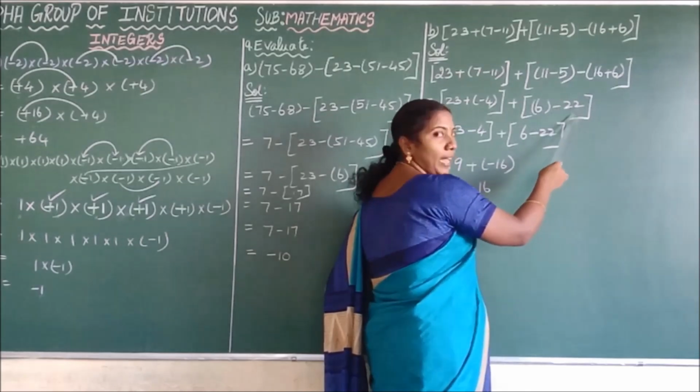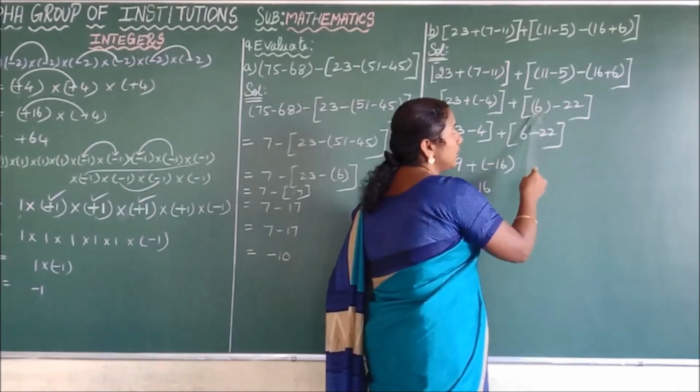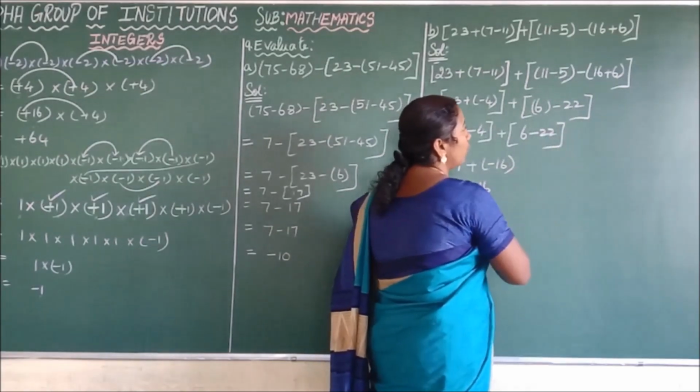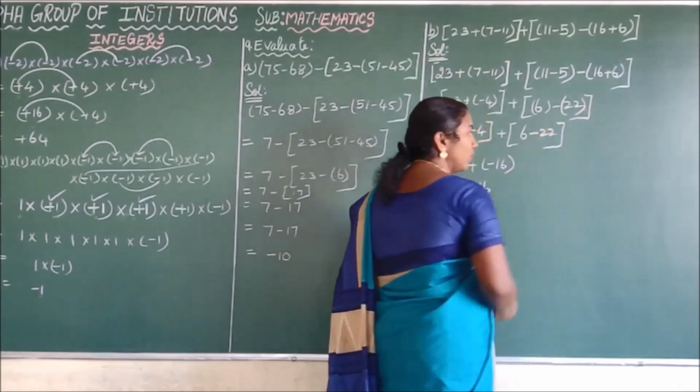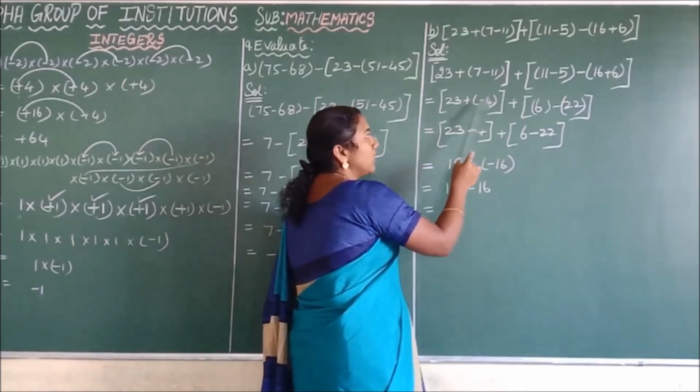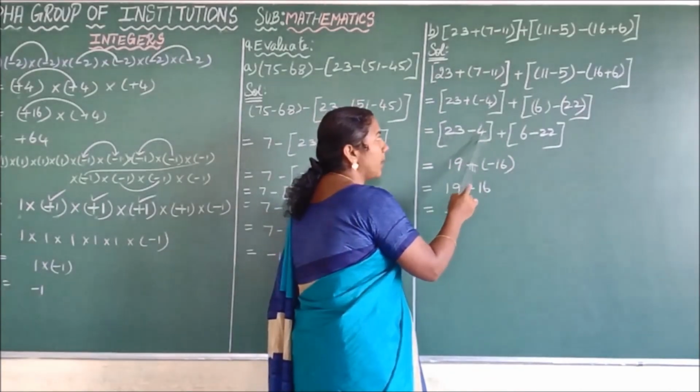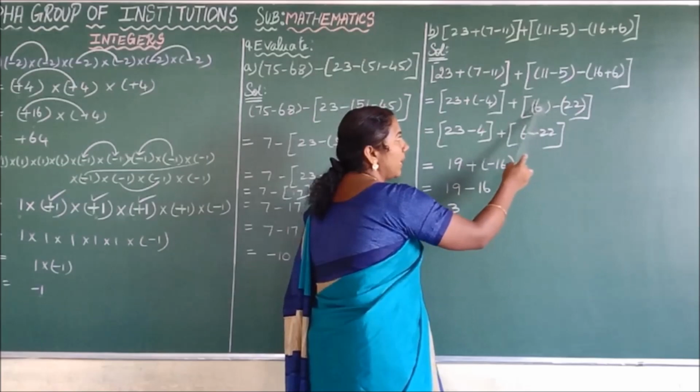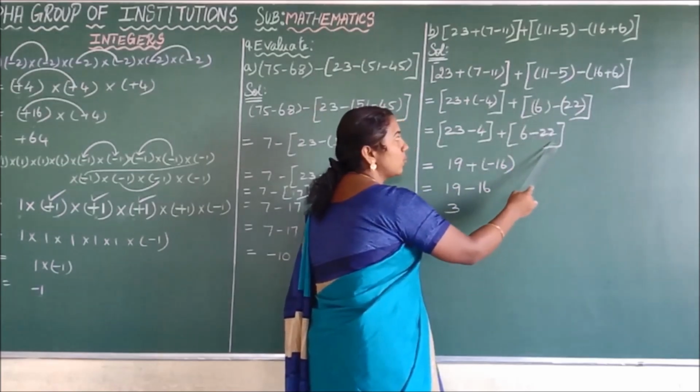You may also use the bracket here. Okay, 11 minus 5, 6 minus 22. You may also use the bracket here to avoid confusion. Okay, stay children. Okay, 23 plus into minus. What is your answer? Minus 23 minus 4 plus, remove the bracket, 6 minus 22.